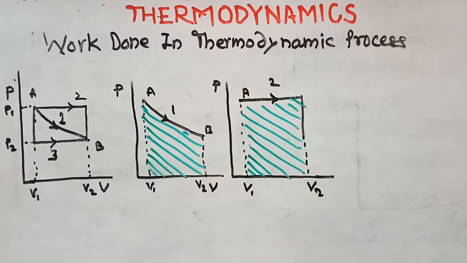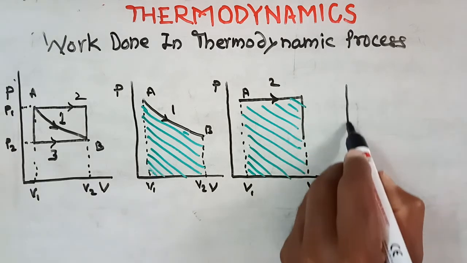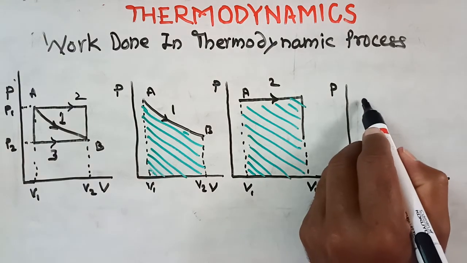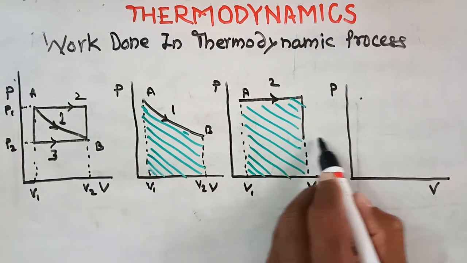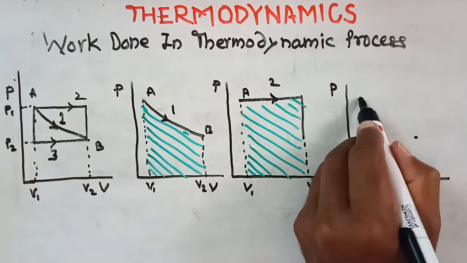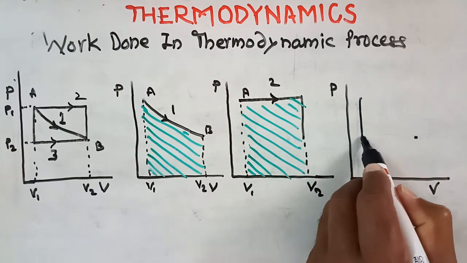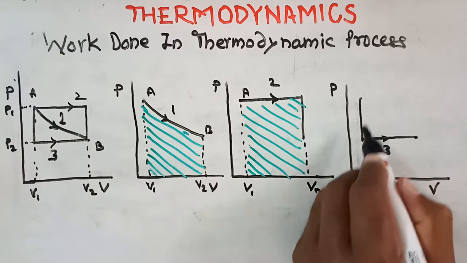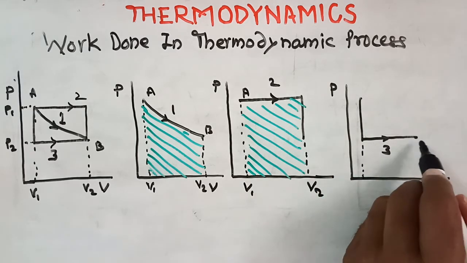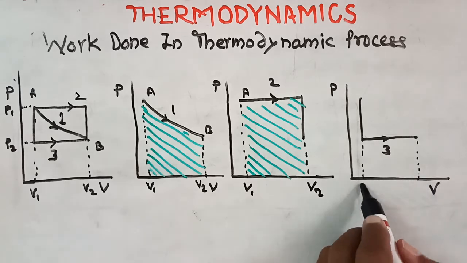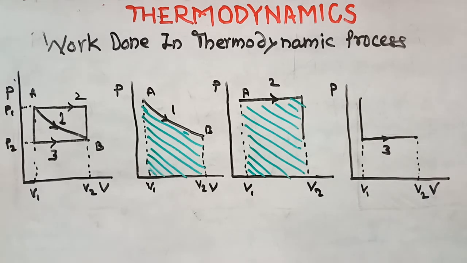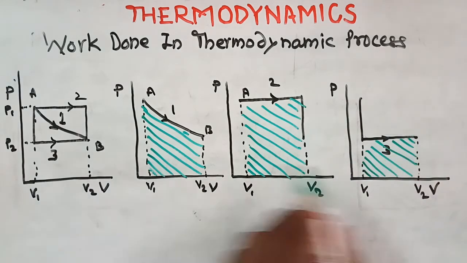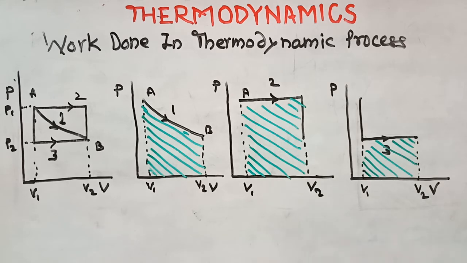Now let us see the third case. In the third case, this is the pressure axis P, this is the volume axis V, this is the initial point A, and this is the final point B. In this case, the pressure suddenly drops and then the volume goes on increasing. This is the third path. Now we are interested to find the work done. This is volume V1, this is volume V2. So in this case, this is the area under the curve.